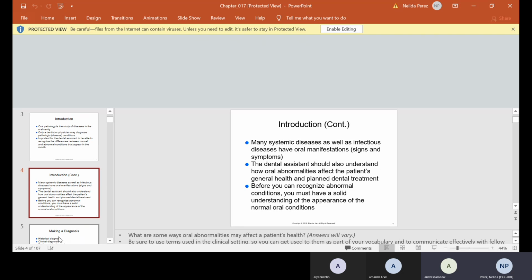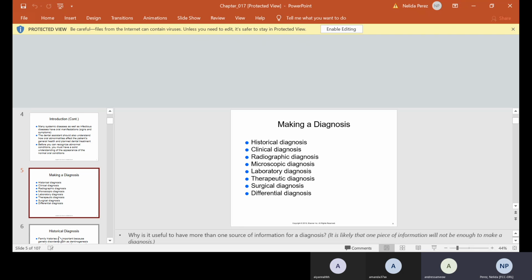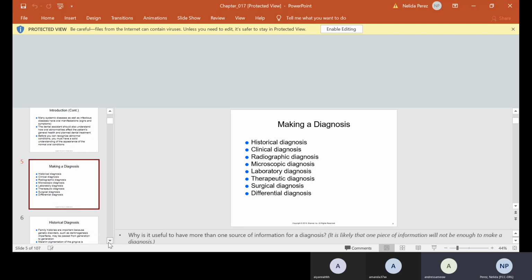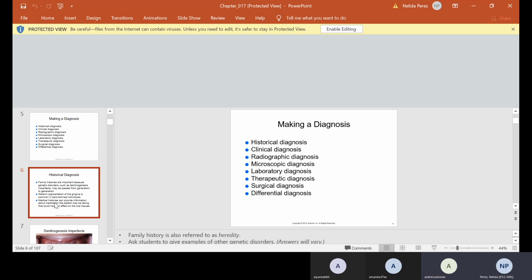Before you can recognize abnormal conditions, you must have a solid understanding of the appearance of the normal oral condition. So, normal oral conditions is a healthy mouth. You don't see anything unusual, but we'll talk about what's unusual. So the doctor will make a diagnosis. He will do a historical, clinical, radiographic, microscopic, laboratory, therapeutic, surgical, and differential diagnosis. He's the one that decides what type of diagnosis.